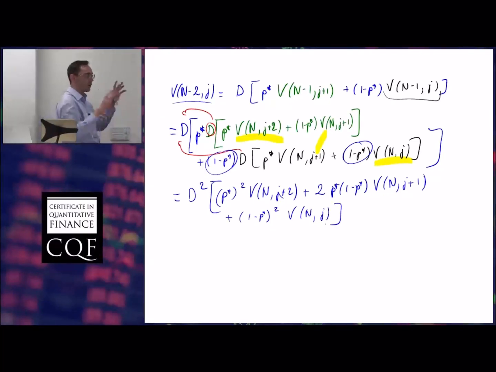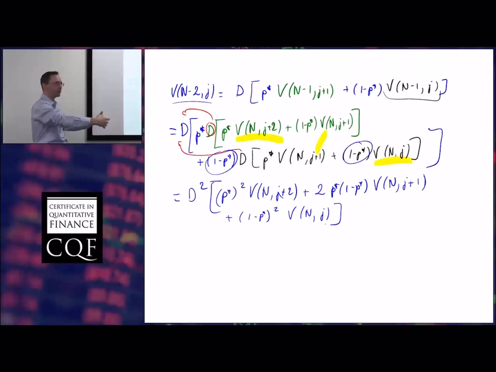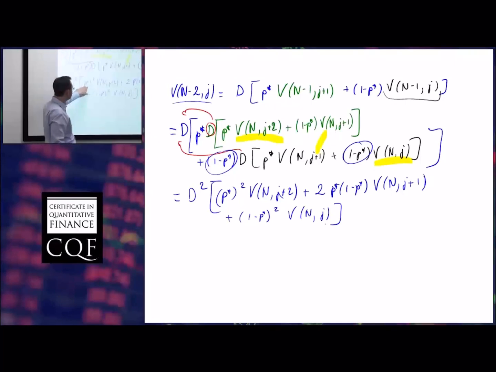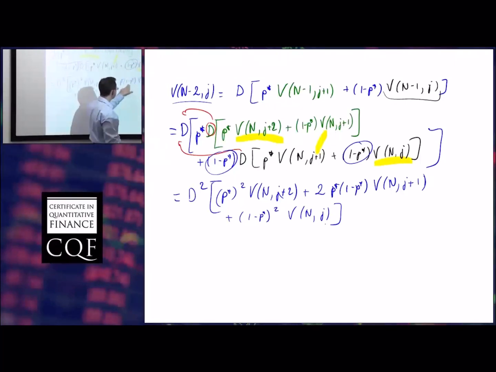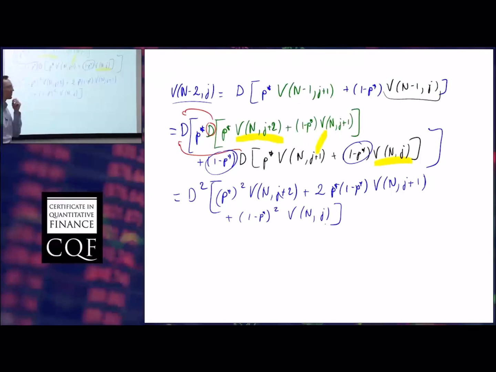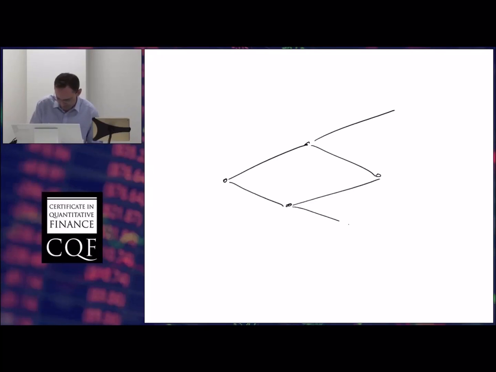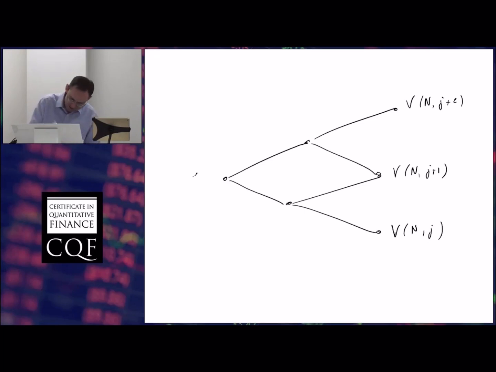And we've got one formula for a two-period binomial model. And we've got something interesting. We've got P star squared here, 2 P star, 1 minus P star there, and 1 minus P star squared there. I wonder what this might mean. Let's have a look. We've got a two-period binomial model here. We've got V n j plus 2 here, V n j plus 1 there, V n j here, and we've got V n minus 2j here.